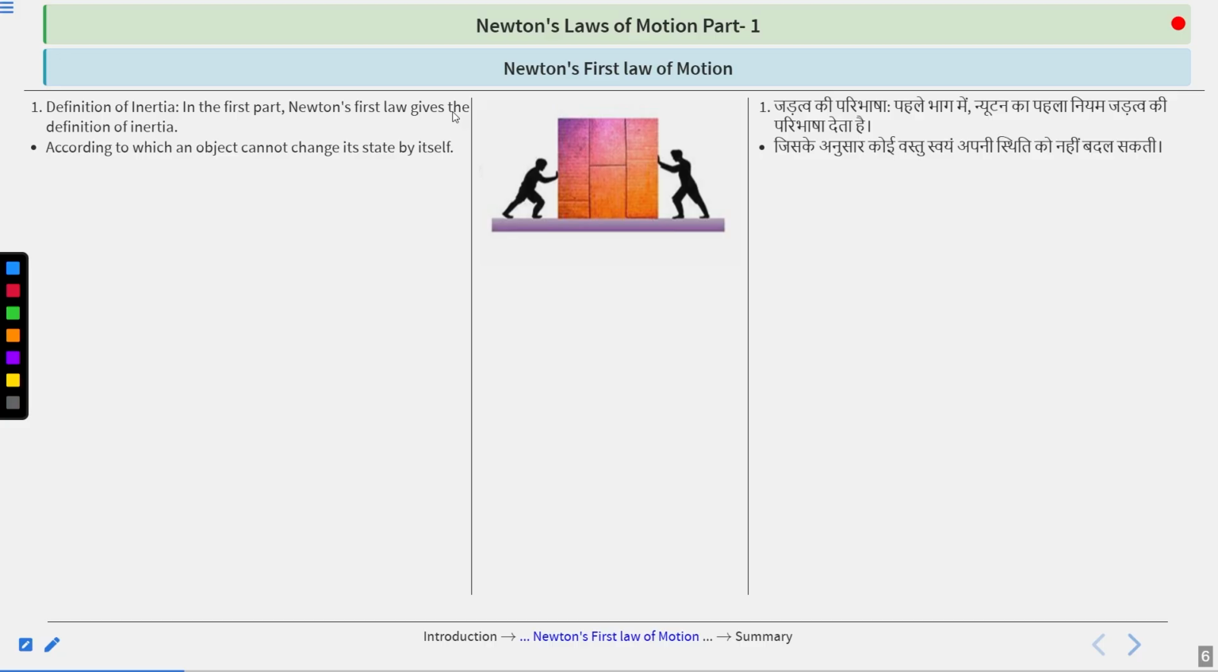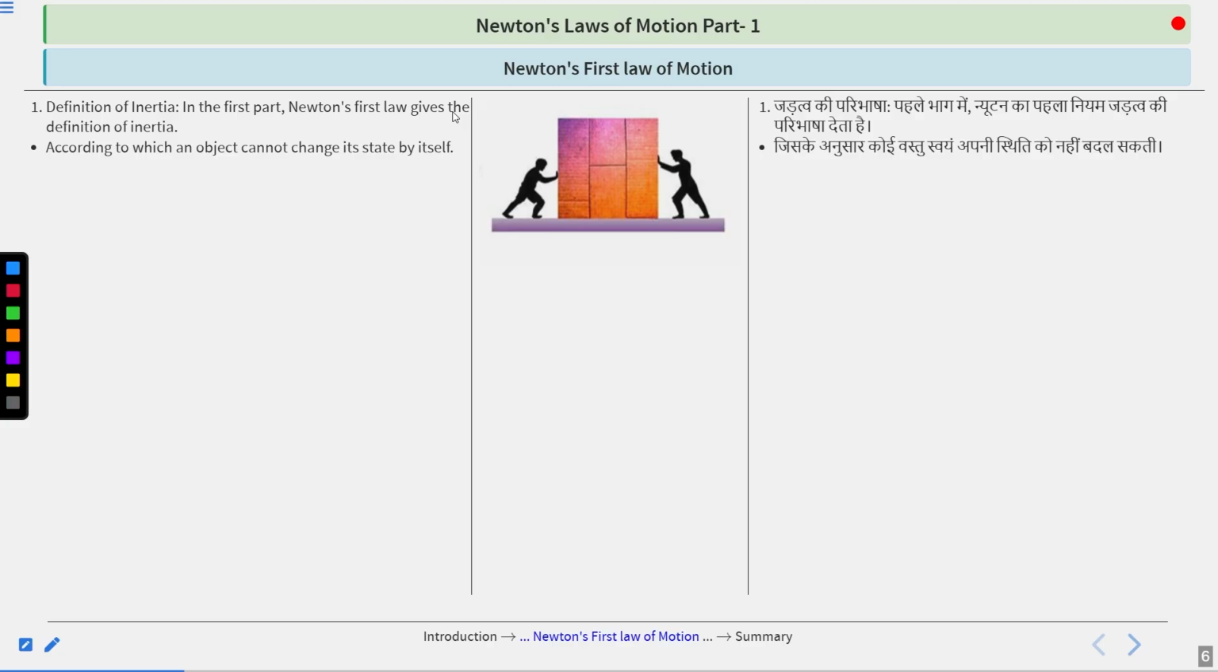For example, if you are seeing a book on a table, that book will not automatically start moving, because right now the book is in a state of rest, and by itself the book will not start moving. Similarly, if you see a body in linear motion, then that body will not stop by itself.